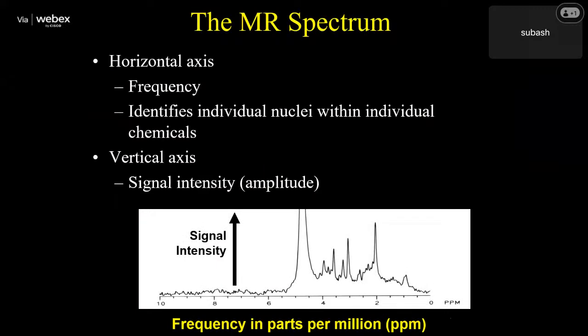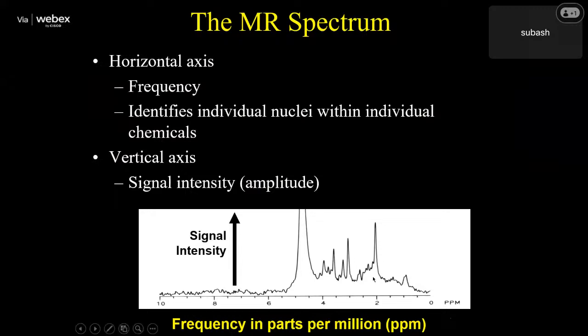So the MR spectrum looks like this. It has a frequency axis here, and then the amplitude of the signals. How it looks on the frequency axis tells you about the details of the constituents of that metabolite, which metabolite corresponds to this chemical shift. There's a lot of work done and people have made directories, so you don't have to really find out.